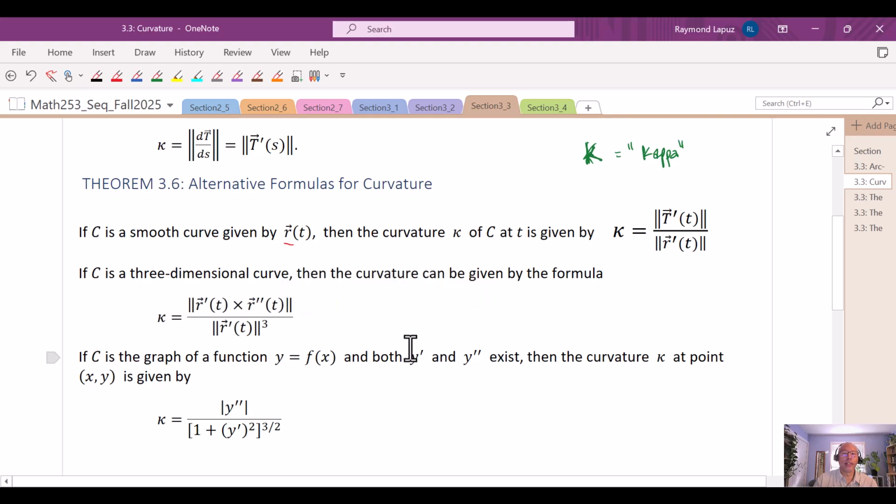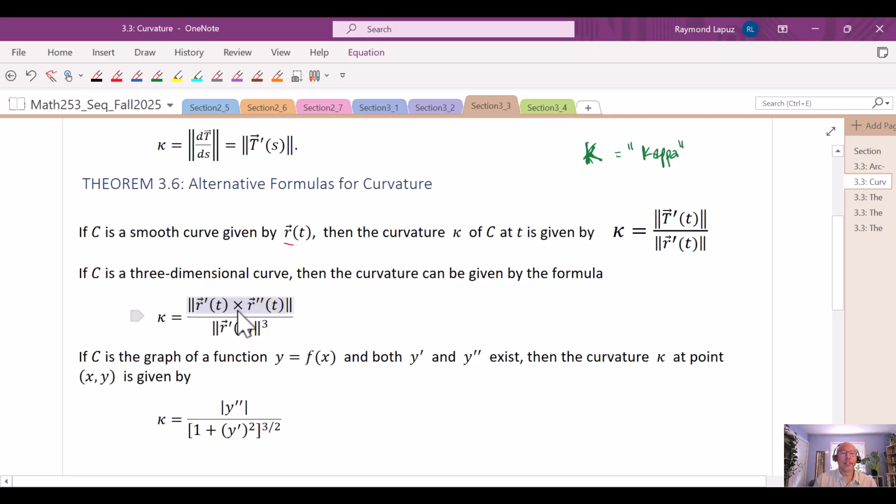So it turns out that this formula is equivalent to the magnitude of the cross product of r prime and r double prime, and then we're dividing it by the magnitude of r prime of t. So how they got from this formula to the next formula we won't really go over because it's a little complicated, but let's not worry too much about that.